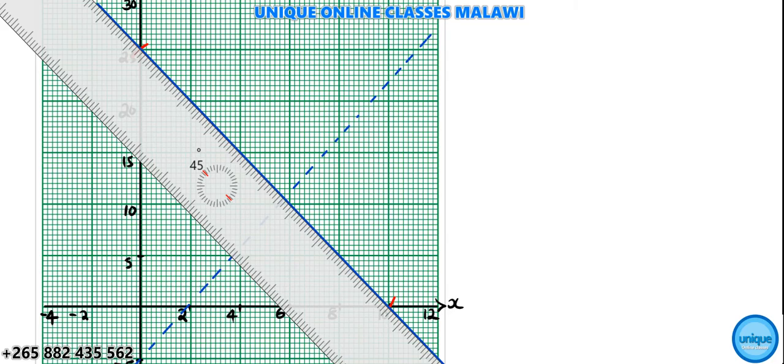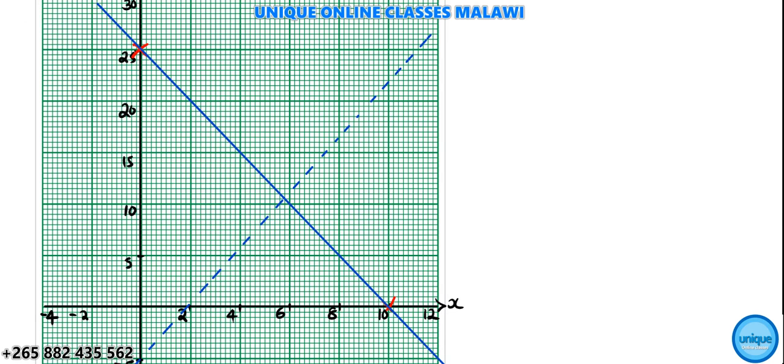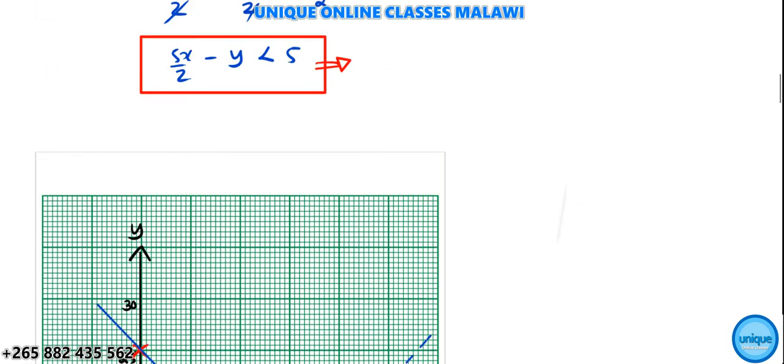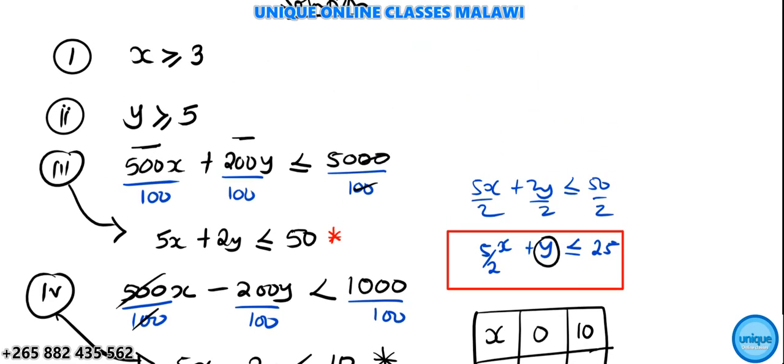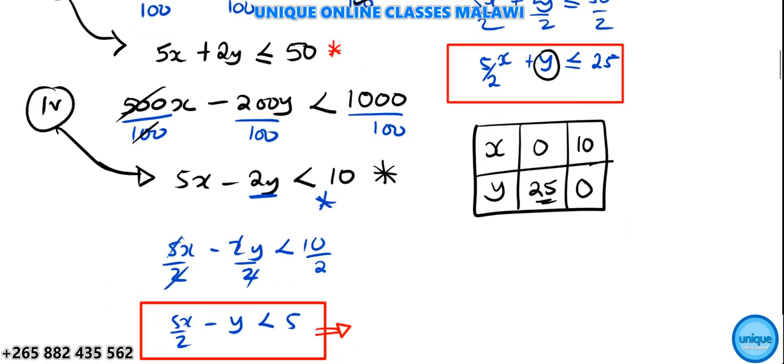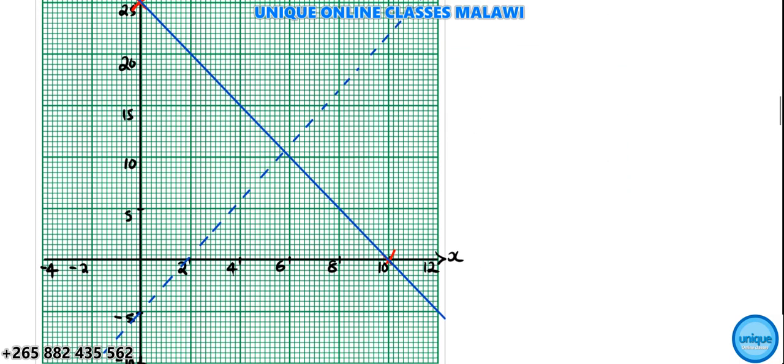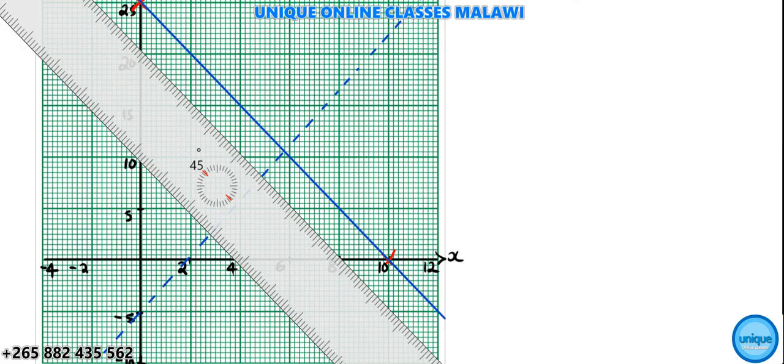And the next thing, x greater than 3, y greater than 5. So greater than 3, greater than 5. So over 5 is up.